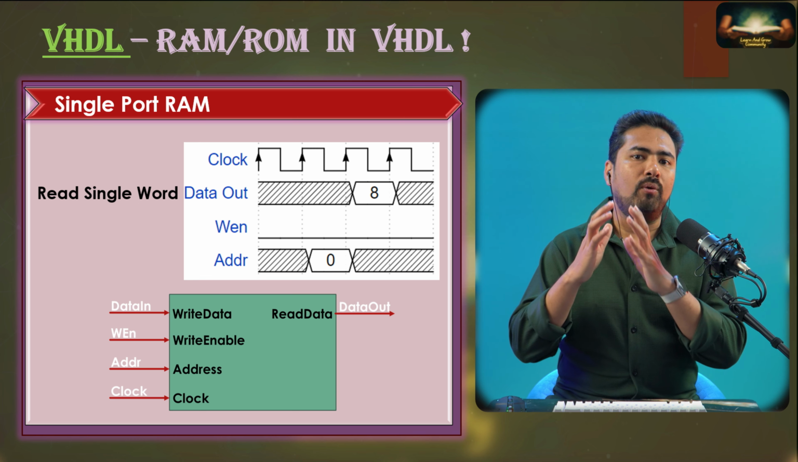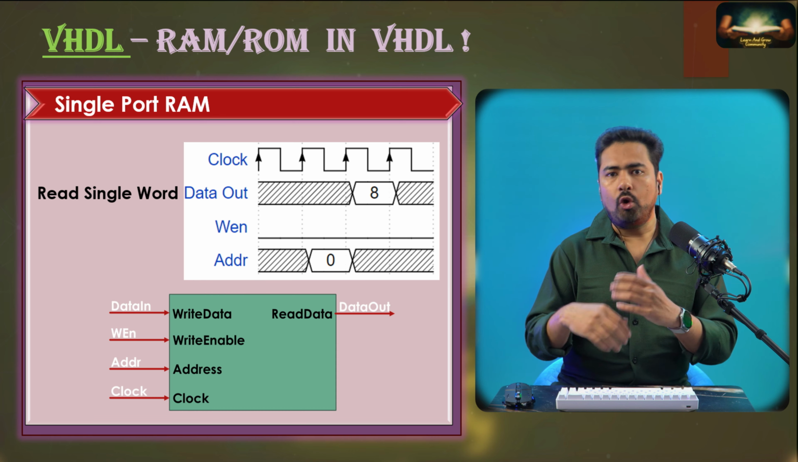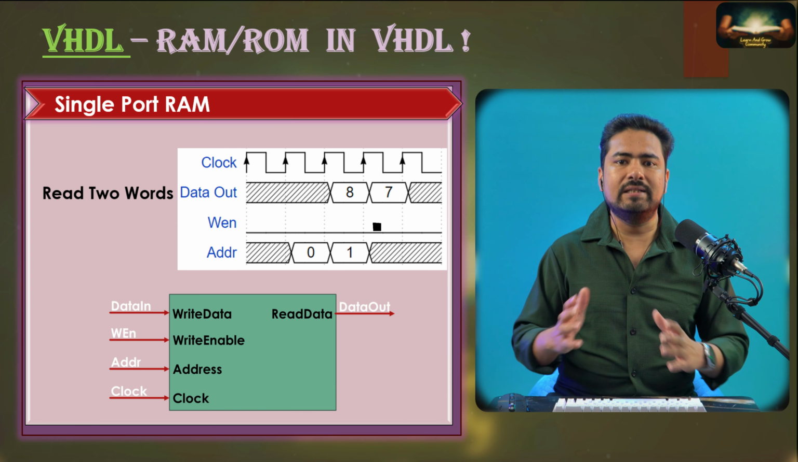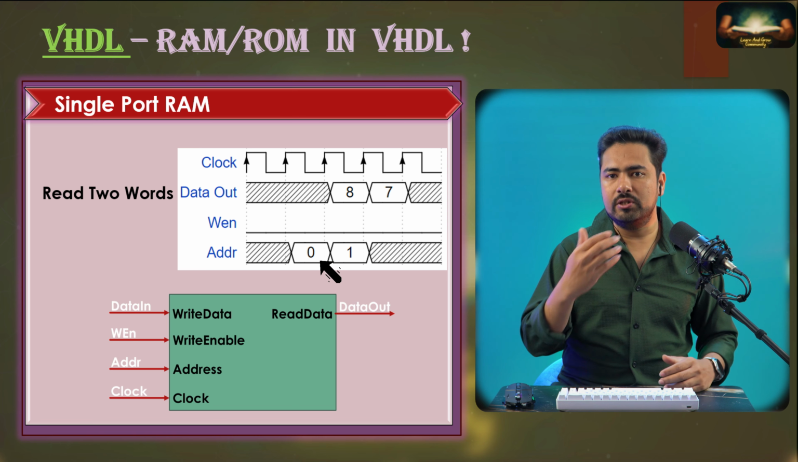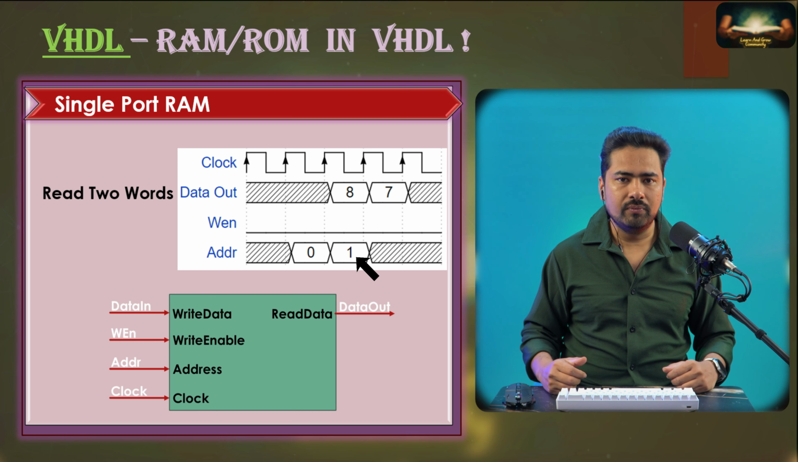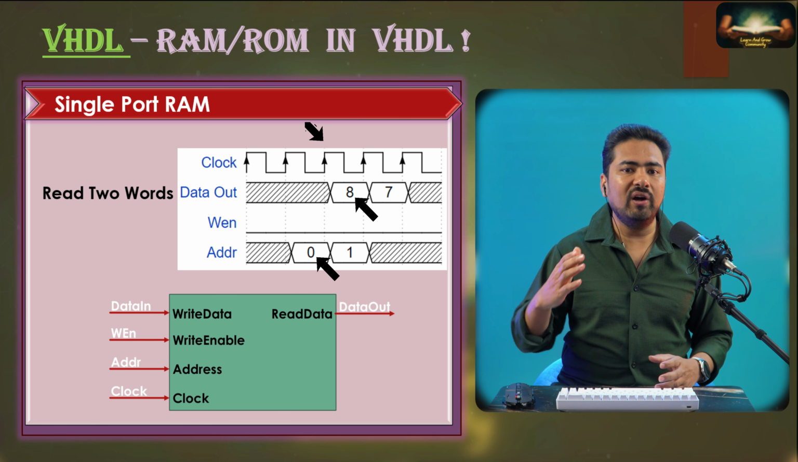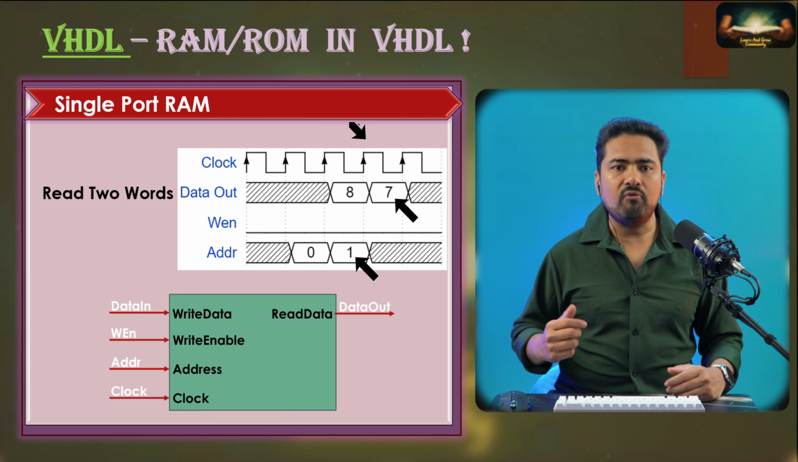Note that these are from gate level simulation, not behavior simulation. So don't get confused on the results. Here is an example of successive data reading. In this example, we are trying to read data from 0th and first position. So we get 8 from the 0th position after one clock cycle. Next, we get 7 from the first position of memory.